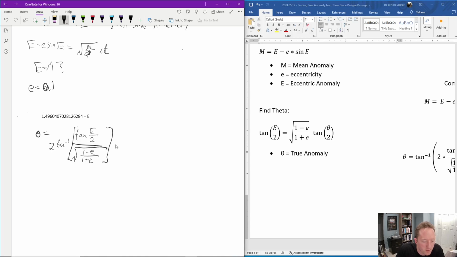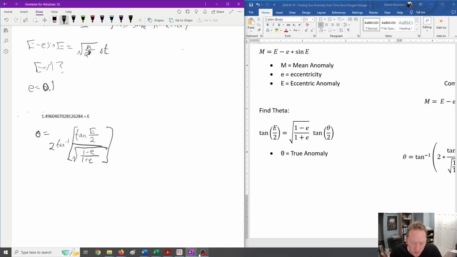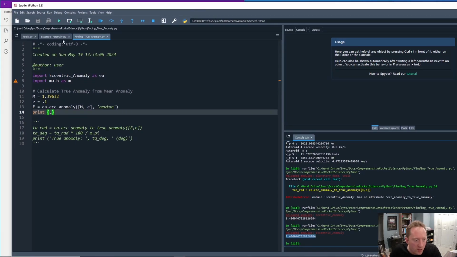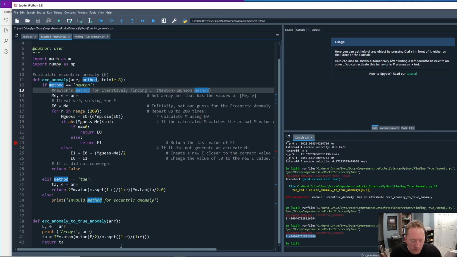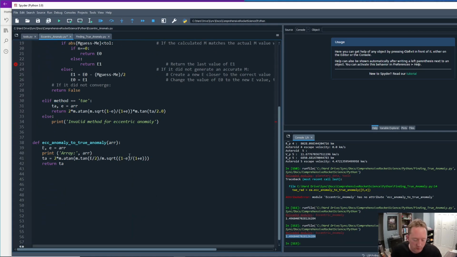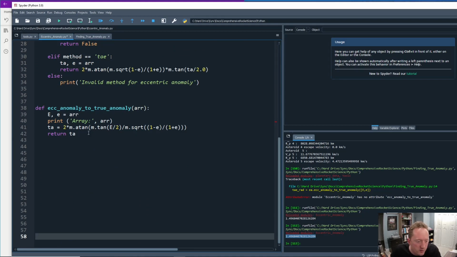And multiply this whole thing by 2. So you can do that in a calculator. You can do it in Excel, Python. I'll pull up the Python script I use in Spyder. I'll just scroll down a little so you can see that more in the center of the screen.